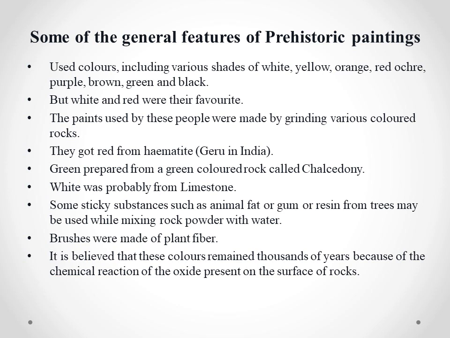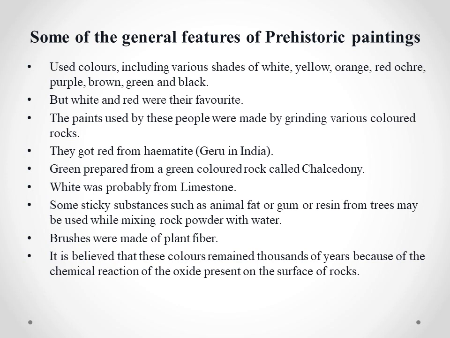First, the colors used included various shades of white, yellow, orange, red, ochre, purple, brown, green, and black. Second, but white and red were their favorite colors. Third, the paint used by these people was made by grinding various colored rocks. They got red from hematite, called Geru in India.